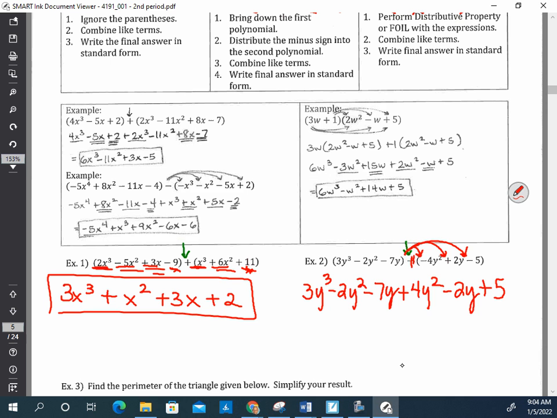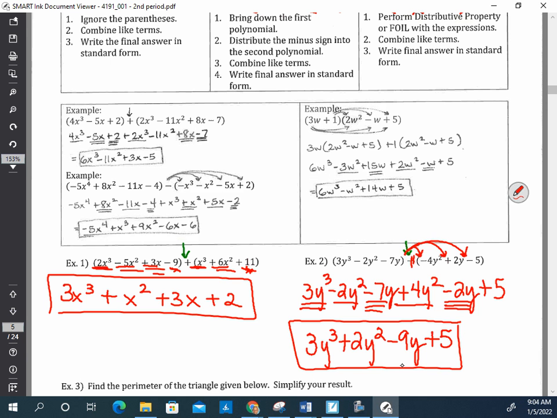So do I have any like terms? So let's put them together then. 3y squared, does it have anything to combine with? Negative 2y squared. So negative 2 plus 4 gives you 2y squared. Say that a little louder for me. Minus 9y, negative 7 minus 2, minus 9y, and then plus 5. Let's see, the exponents are already lined up, so that's done.